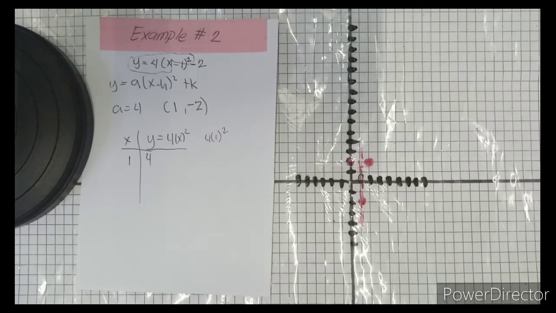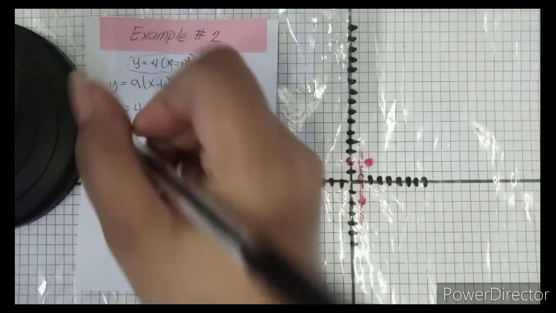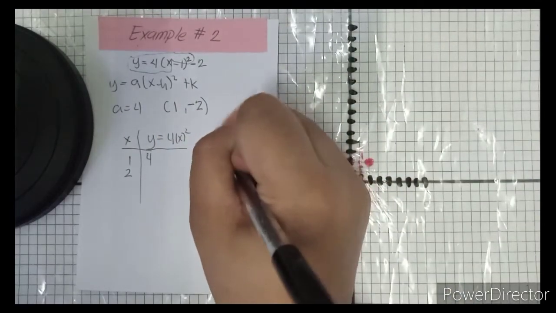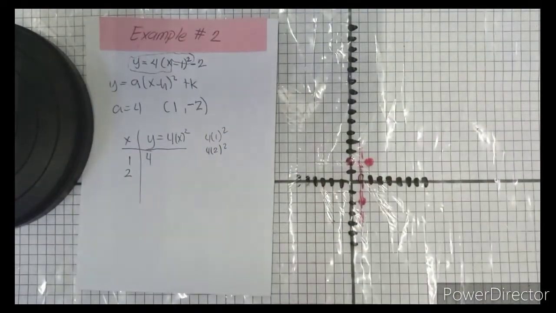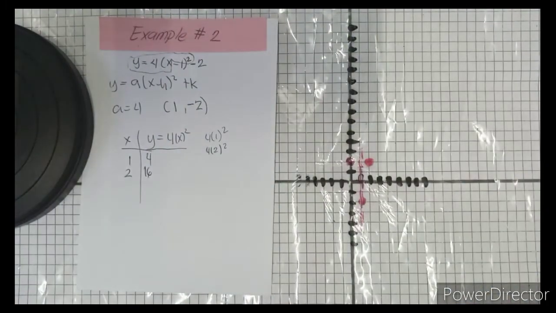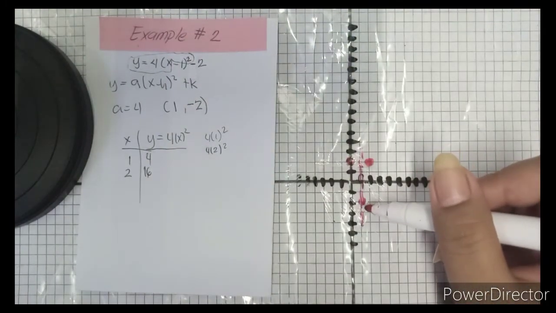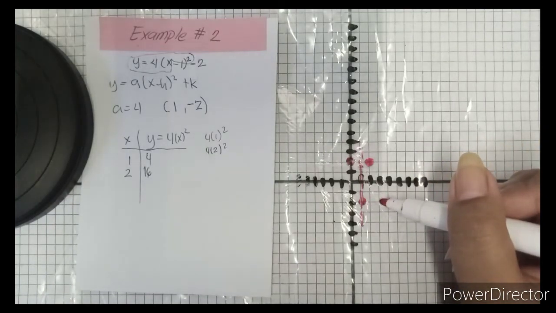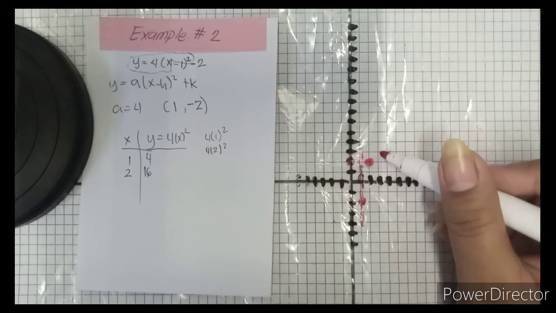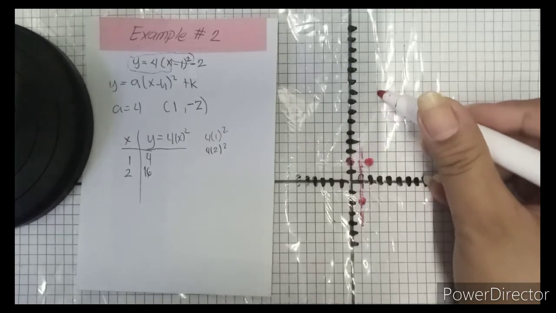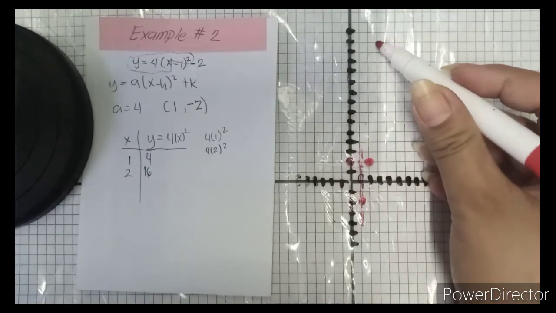Next, let's have another one. So, let's assign x. 2, gamitin natin. So, substitute natin siya ngayon. So, 2 times 2 is 4. 4 times 4 is 16. Okay? From your vertex, sige pakanan tayo, ng 2. So, 1, 2. Aakyat tayo ngayon ng 16 na beses. So, we have 1, 2, 3, 4, 5, 6, 7, 8, 9, 10, 11, 12, 13, 14, 15, 16. So, dito siya ngayon.